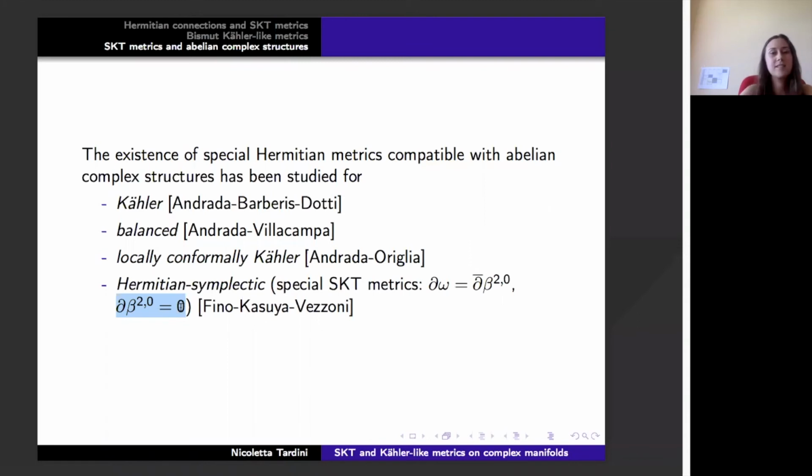Fino and Vezzoni studied this condition of being Hermitian symplectic in relation with having an abelian complex structure. Take an algebra with abelian complex structure and Hermitian symplectic metric. They proved that the algebra is in fact nilpotent. Then they concluded that we cannot have a Hermitian symplectic metric on a non-Kähler nilpotent Lie algebra. So they already studied the relation between abelian complex structure and special SKT metrics. The result I'm going to state right now can be thought of as a generalization of this result, because we take an abelian complex structure but an arbitrary SKT metric.